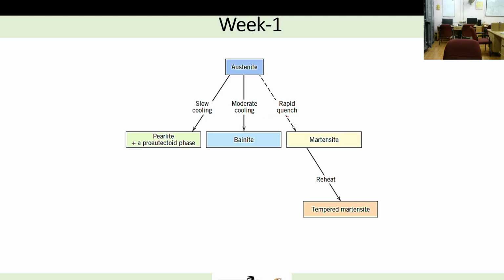Now you are cooling it very fast, let's say rapid quenching, just putting it into water to quench it. A normal carbon steel, when you quench it, will form martensite, and if you give a further heat treatment, tempered martensite will form. But in general, as a result of different cooling rates, we may have pearlite, bainite and martensite.